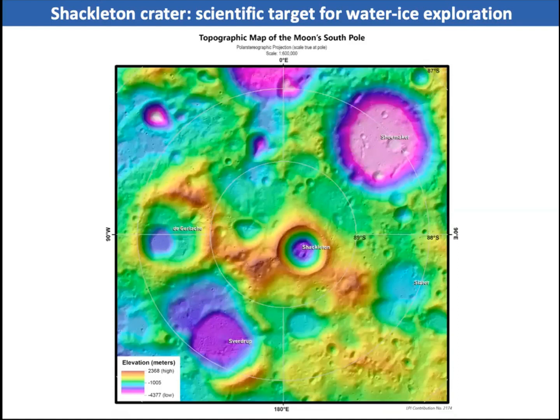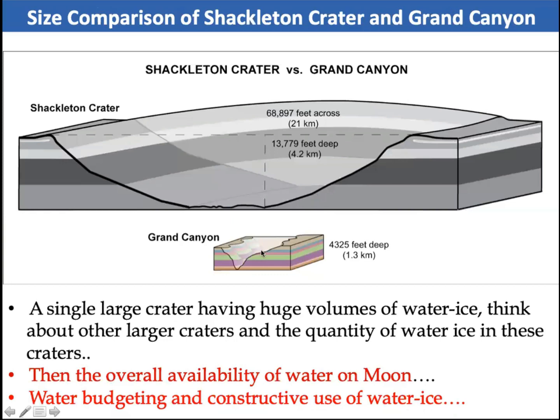Probably some of you might have read about the Artemis mission, that upcoming mission of NASA. It's actually a landing mission. They have identified a site surrounding this Shackleton crater. Here also I'll show you some important aspects of why they have selected that particular region. So this is one sketch of Shackleton crater. You can notice the dimensions: 4.2 kilometers deep and 21 kilometers across.